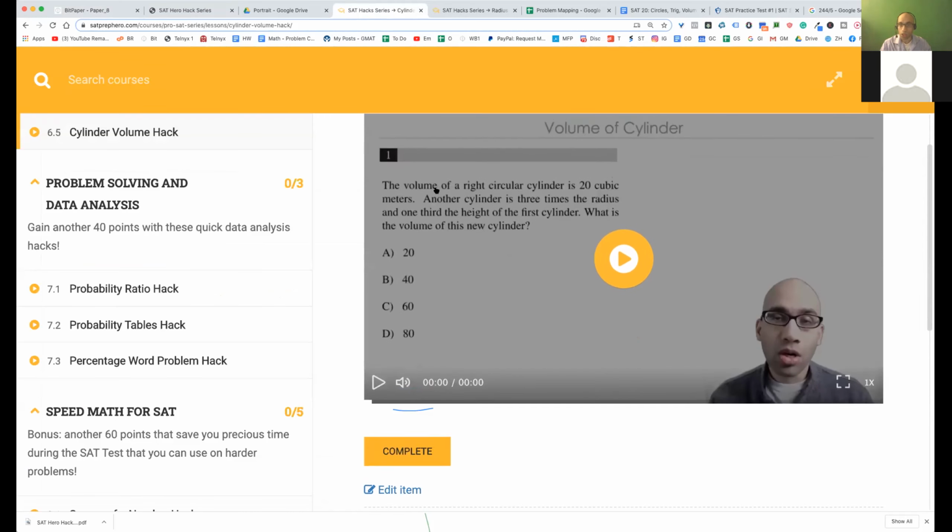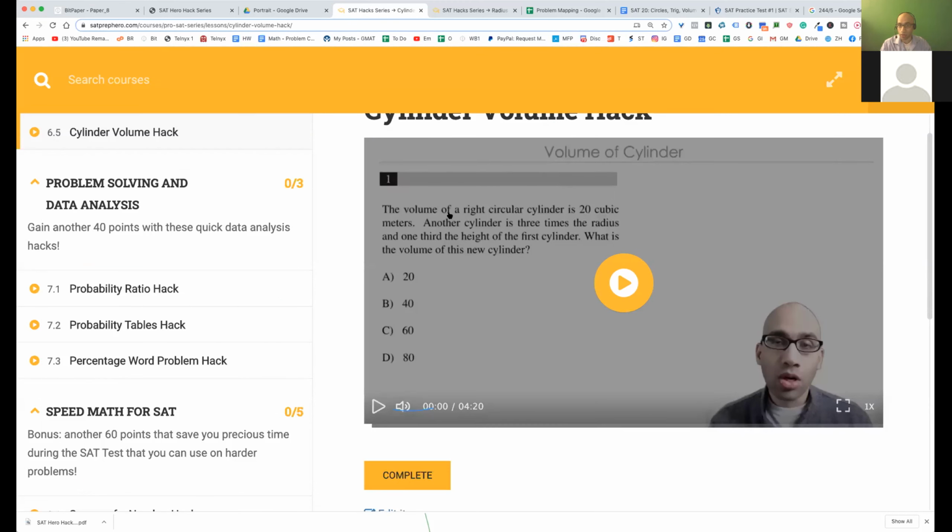Yes, Jana. So look, the cylinder problem, you can actually read it over here. The volume of a right cylinder is 20 cubic meters. Another cylinder is 3 times, and then how do you do it?